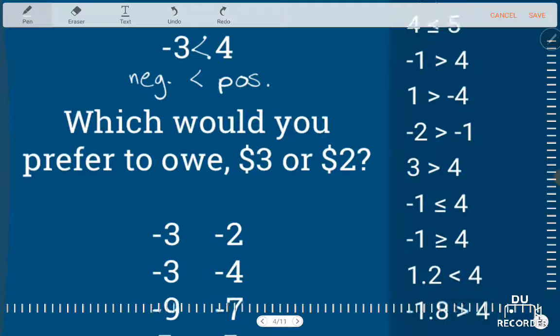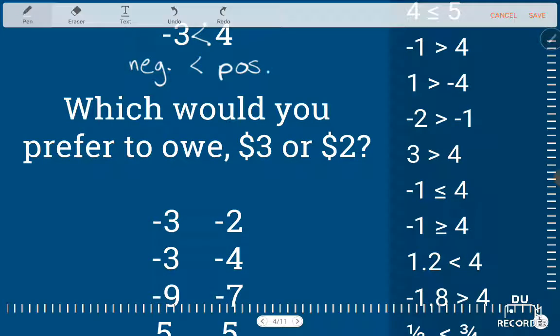All right, so this question says, which would you prefer to owe, $3 or $2? You don't have to write that down, but it kind of goes with thinking about negatives. If I owe $3, that's kind of worse than owing just $2. So I would rather owe 2 because I have more money. If I only owe $2, in some way I have more money, right?